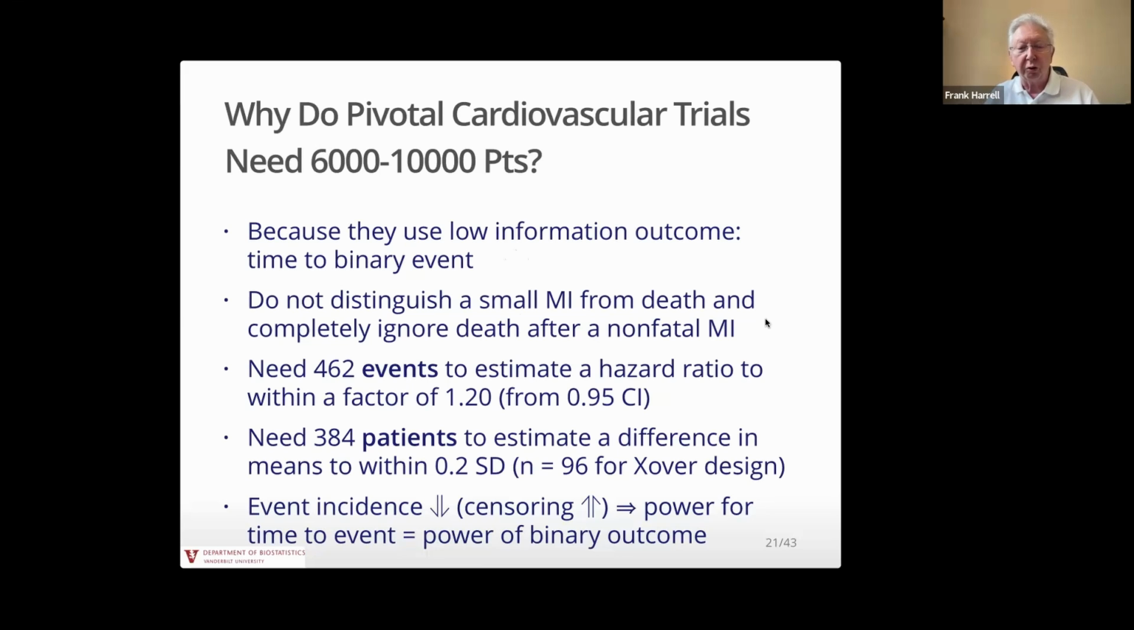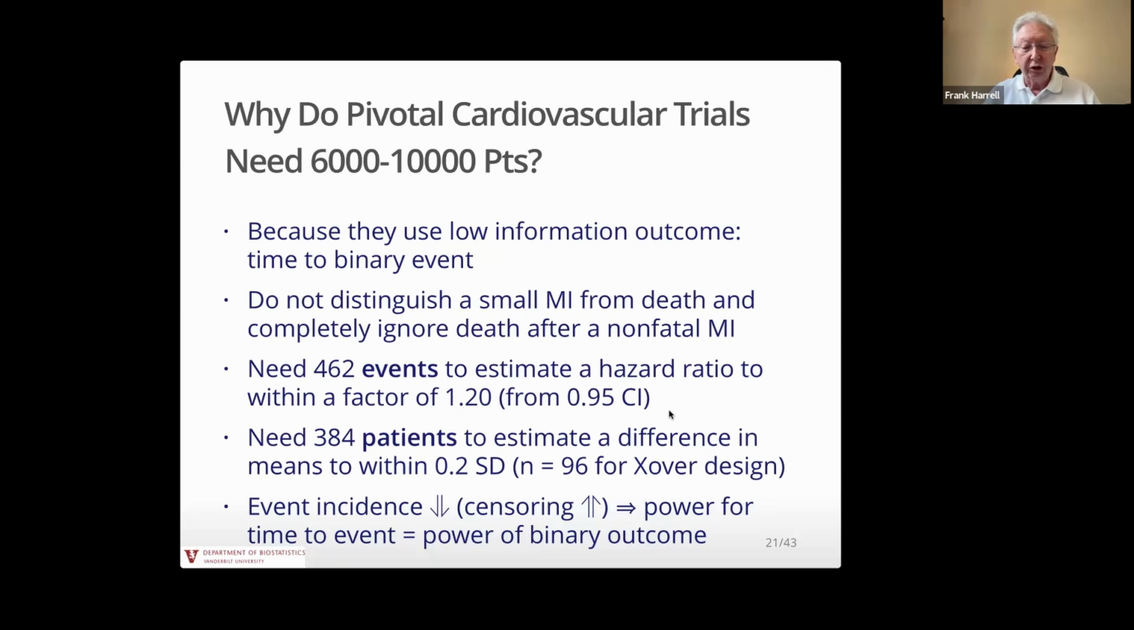So you're counting a small myocardial infarction the same as a big myocardial infarction, and you're counting a small heart attack the same as a death. And if somebody has a non-fatal heart attack and goes on to die a month later, the death is completely ignored because the vast majority of cardiovascular trials use the time to the first event. So if the first event is a non-fatal MI, you die a month later, the death is completely swept under the rug. So the reason you need 6,000 to 10,000 patients is depending on your outcome incidence, that will generate about 462 events. And you need 462 events to be able to estimate a hazard ratio to within a fold change of 1.2 or multiplicative margin of error.